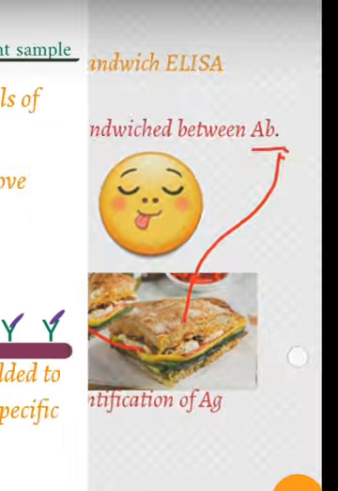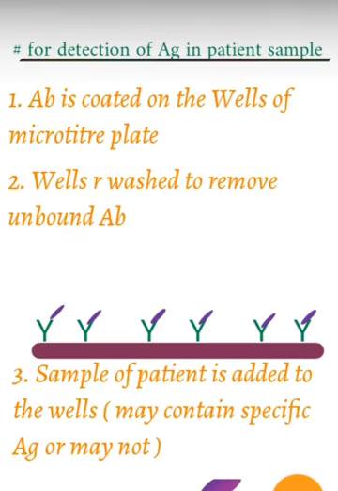In the case of sandwich ELISA, it's used for detection of antigen in a patient sample. Once again we want to detect the presence of antigen, so it's a quite a bit more accurate method than direct ELISA. So let's see how to perform it. The first step is the antibody. Instead of antigen, you will coat the well with a capture antibody on the microtiter plate.